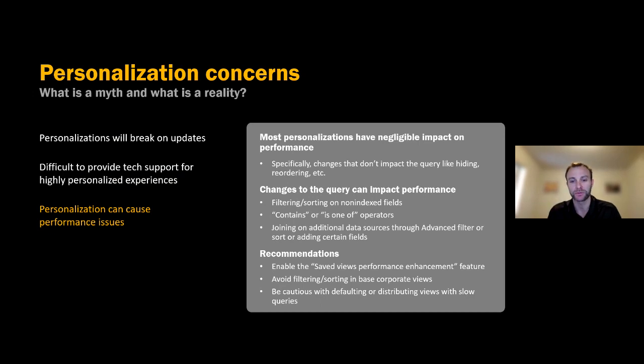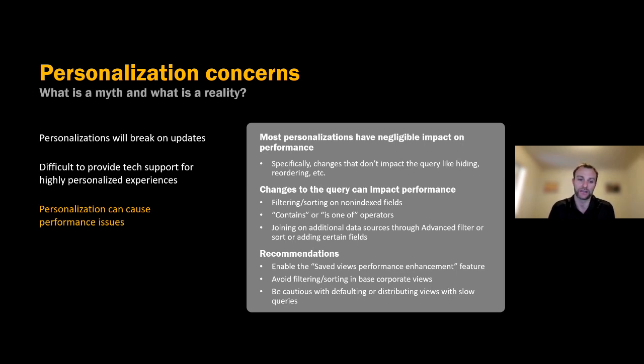So most personalizations that you do, the ones that don't impact the query, should have very negligible impact on the performance. So if you're doing things like hiding, reordering, locking, requiring, adding Power Apps, adding things to the fast tab headers, that should have very minimal impact. I won't say zero because there is a little bit of overhead in just applying those personalizations when you load the form or when you switch views.